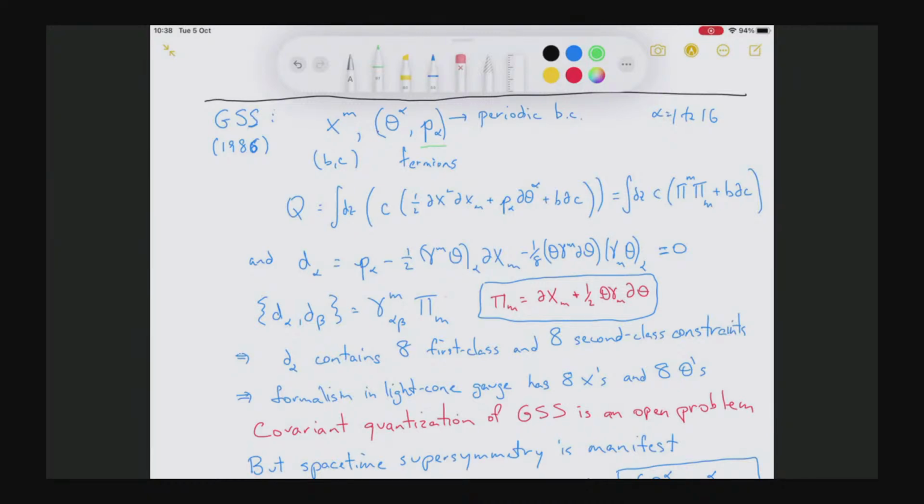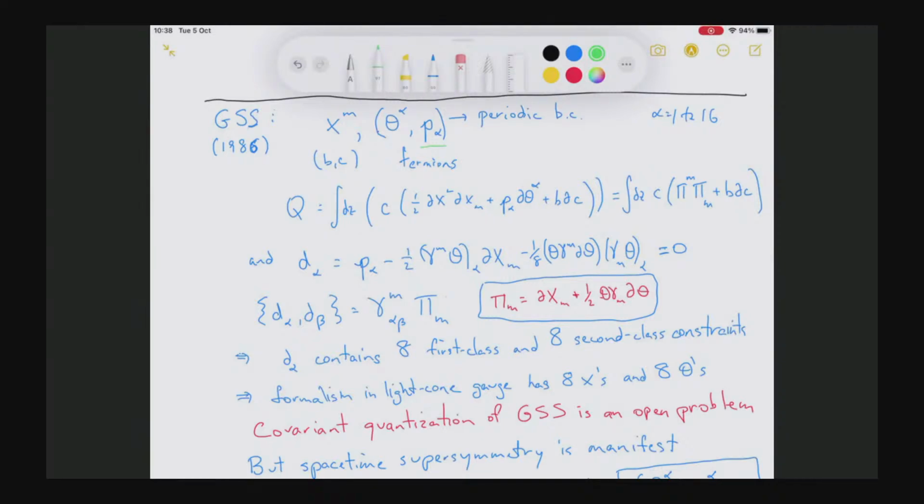Sorry, I said it wrong. They're space-time spinors, but theta is going to be a world sheet scalar, and P alpha is going to be a world sheet vector, if you like. The X's, of course, are world sheet scalars. And Green-Schwarz weren't able to covariantly quantize, but of course you can introduce a BC ghost if you want.